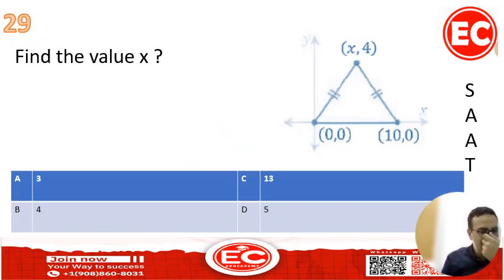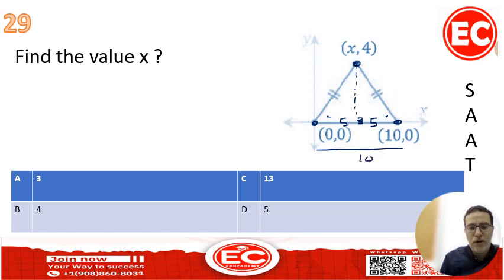Regarding question 29, it's an easy question. It says that you have an isosceles triangle drawn in the coordinate system. This point is 0 and 0. This point is 10 and 0. Since it's isosceles, if I draw a perpendicular height to the base, this will be 5 and 5. Why? Because the whole distance is 10. So what are the coordinates of this point? I move a horizontal distance of 5 and a vertical distance of 4. I moved 5 on the x axis and 4 on the y axis. So the value of x is equal to 5. I think this one was a gift in the exam.